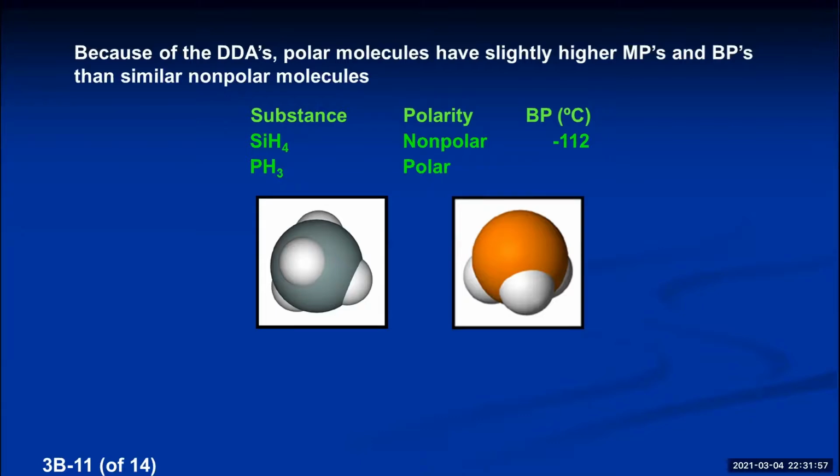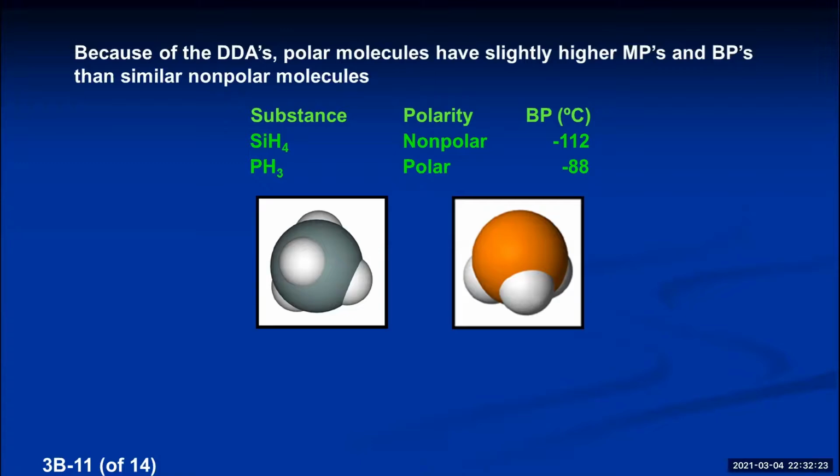Silane boils at -112, but phosphine, with the extra dipole attraction, holds together a little more tightly. You have to heat it up to -88 to get it to boil. Its boiling point is 24 degrees higher. It's not an incredibly huge difference, but there is a difference, and we attribute it to the fact that the polar molecule has that extra attractive force. That's why that happens.